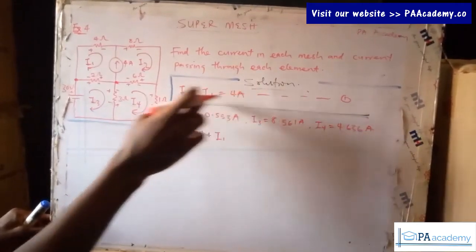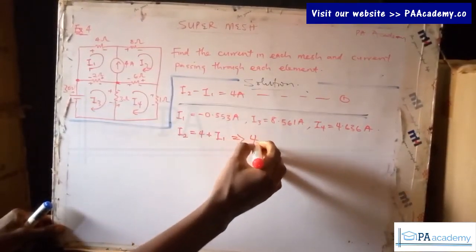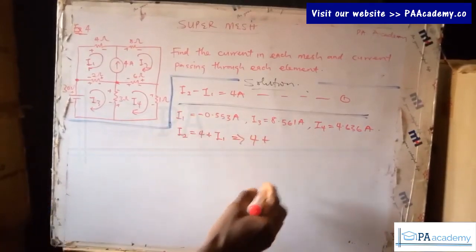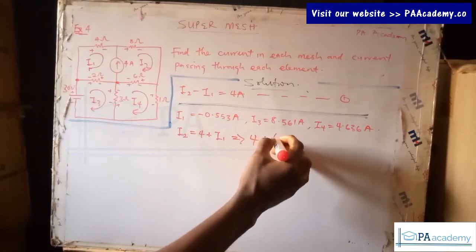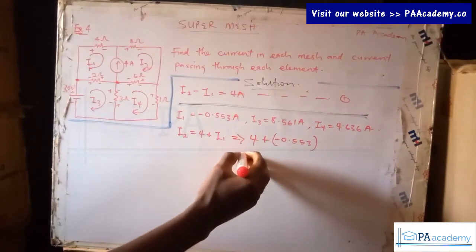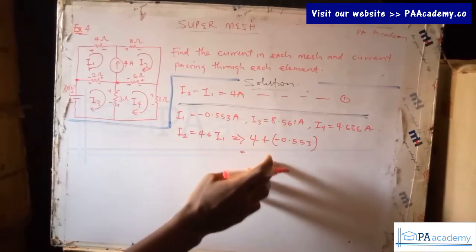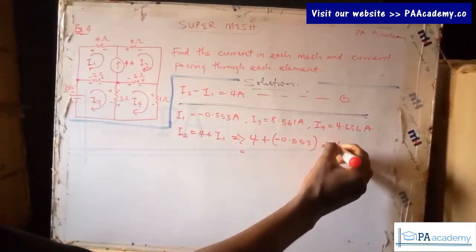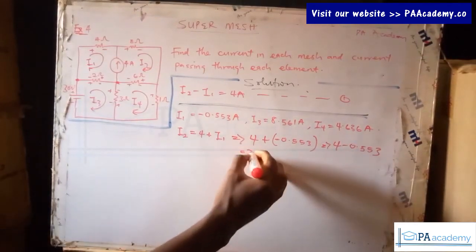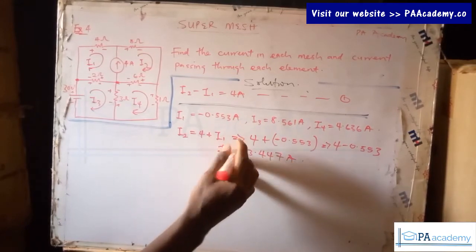Once we bring the I1 to the other side, we make I2 the subject of the formula. So we are going to have 4 plus our I1. We've gotten our I1 to be minus 0.553, so that will be plus minus 0.553. It's just the same thing as 4 minus 0.553, which will give us 3.447 amperes, which is our I2.